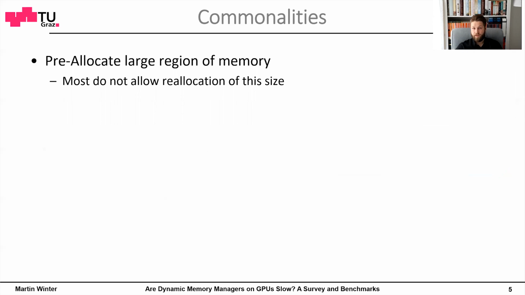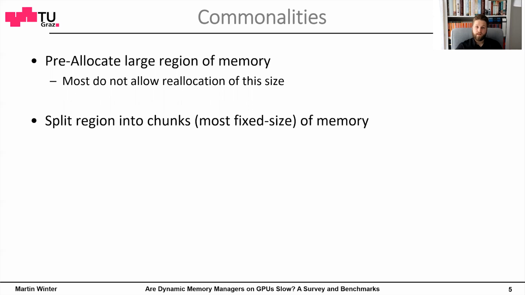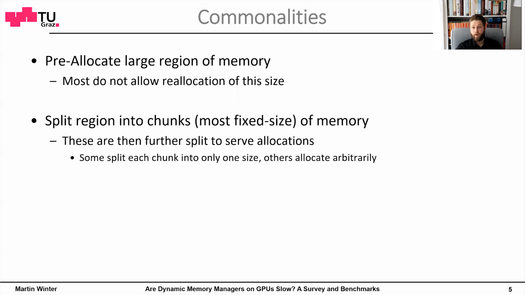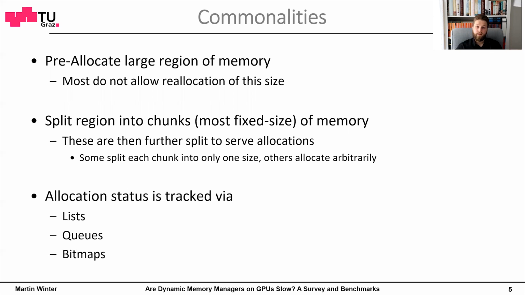Before introducing all of the approaches, first let's flesh out some commonalities. All start by pre-allocating a large region of memory, and most do not allow the relocation of this region. This region is then split into chunks, which are further split to serve allocations, some split evenly, others arbitrarily. The allocation status is typically tracked either via lists, queues, or bitmaps.